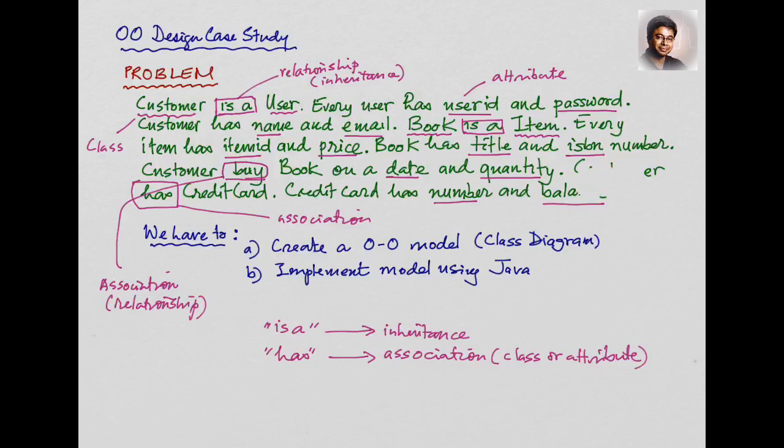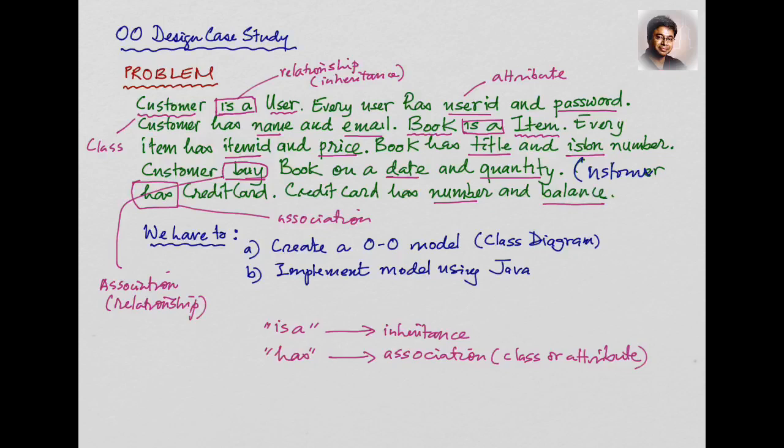Next line what we see is that customer has credit card. So customer has credit card means you're talking about there is another class, credit card and customer. These two have a relationship, an association relationship. Credit card has association again, number and balance. Actually this should be balance.